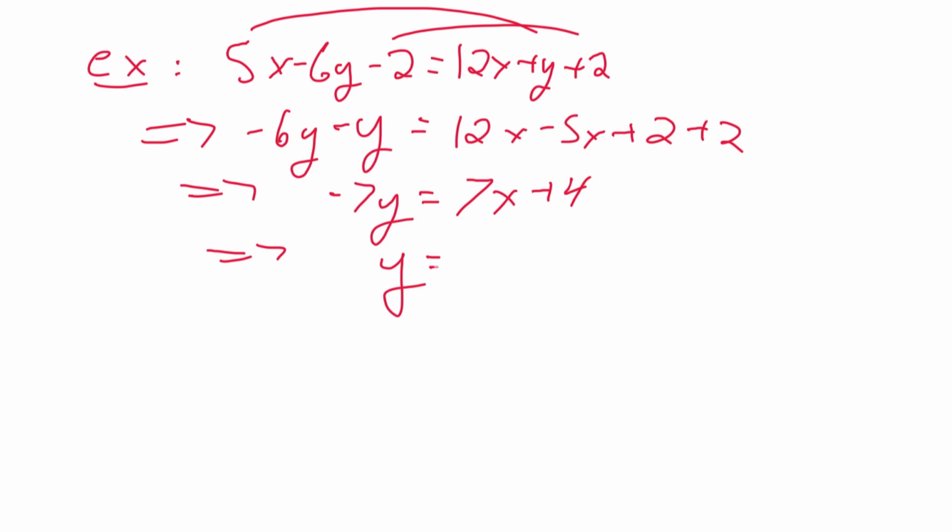So y is equal to minus 1x, so just minus x, minus 4/7. So again, we put it into slope-intercept form, and we see that this sort of complicated-looking equation actually is just a simple line with slope minus 1 and intercept minus 4/7.